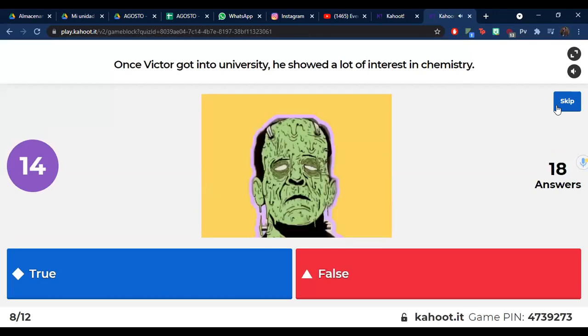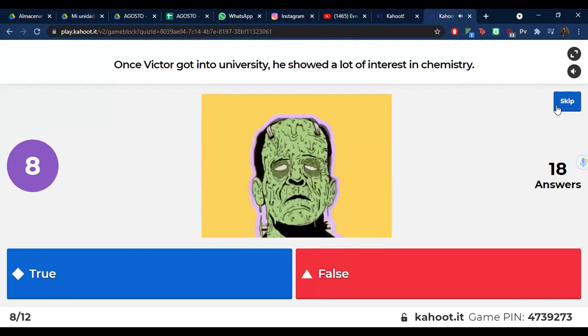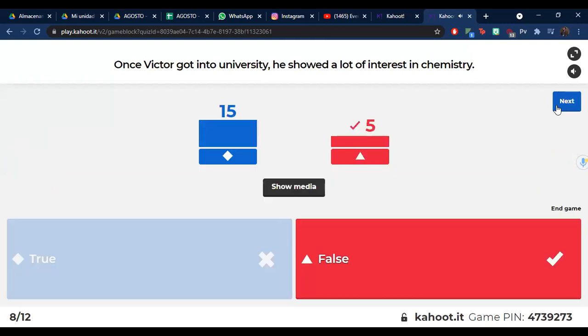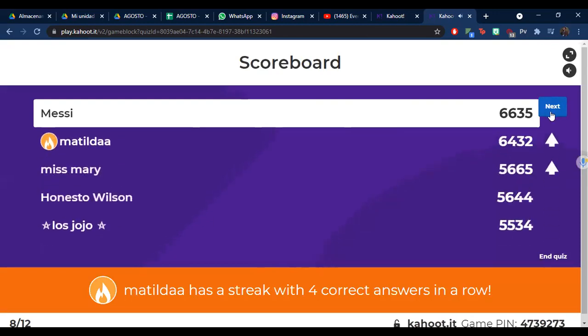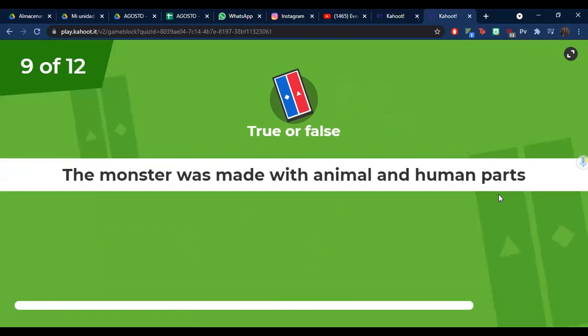Once Victor got into university, he showed a lot of interest in chemistry. No, it's false. It's not chemistry, people. He showed a lot of interest in physics, more specifically in electricity, and biology. Biology also. I said more biology than chemistry. Oh Bruno, I'm sorry, dude. I think next time you have to quit Zoom to do the Kahoot.